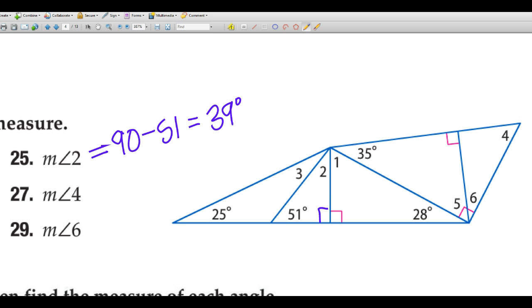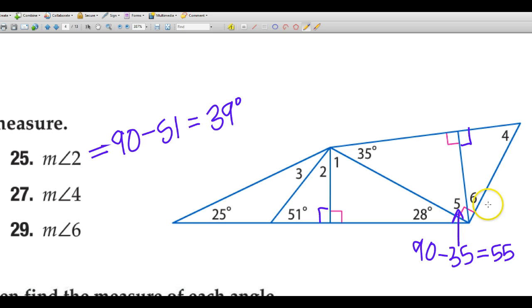To find the measure of angle 4, we know that we have a right triangle, so these two angles must be complementary. So first we have to find the measure of angle 6. To find the measure of angle 6, we have to find the measure of angle 5. So we have a right triangle here, so these two angles must be complementary. So to find the measure of angle 5, we subtract 35 from 90. And we get 55.